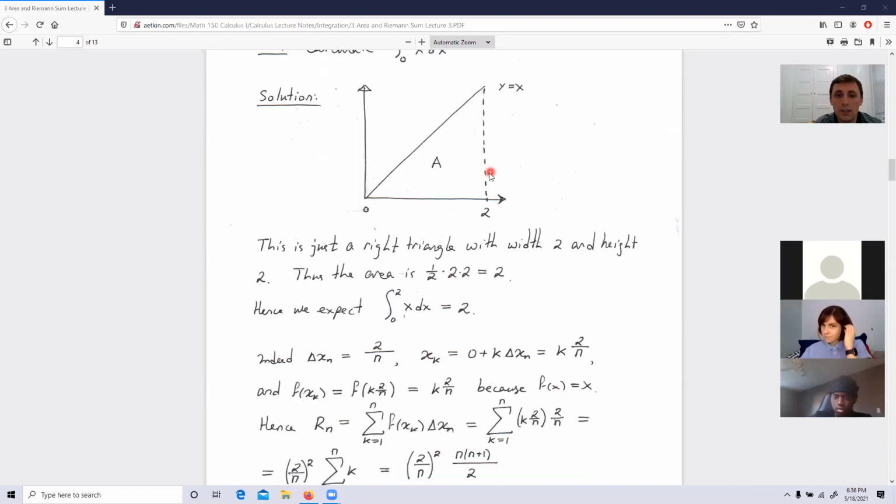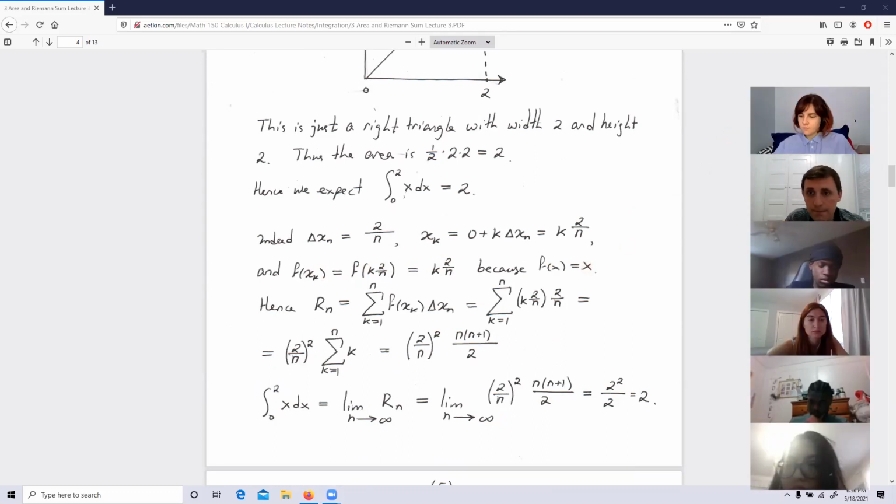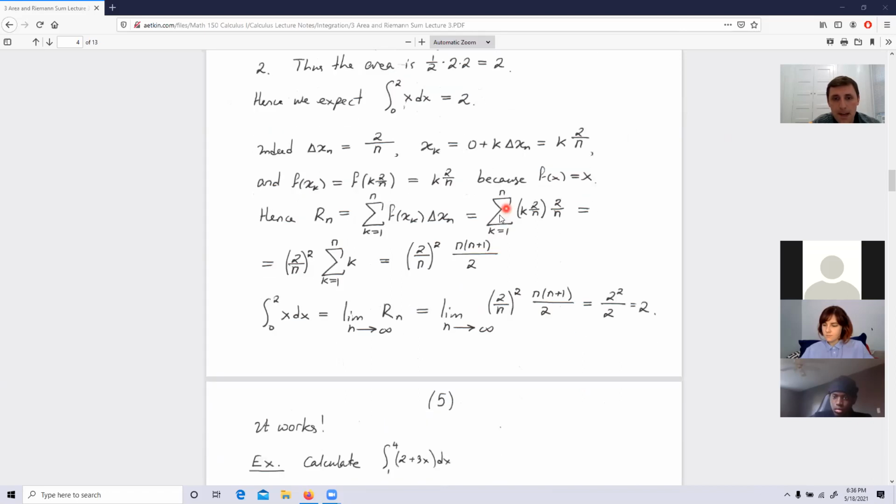So the altitude is this, guys. f of xk is f of k times 2 over n, which is just k times 2 over n in our particular case because the function is f of x equal to x. Are you with me? And then I apply the Riemann sum. It's just the altitude multiplied by the width, which is k times 2 over n times the width 2 over n. And I sum it from k equals 1 to n.